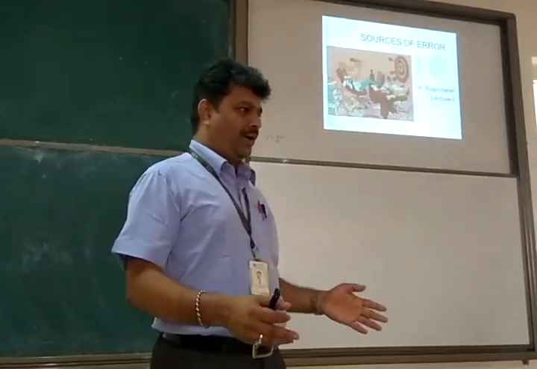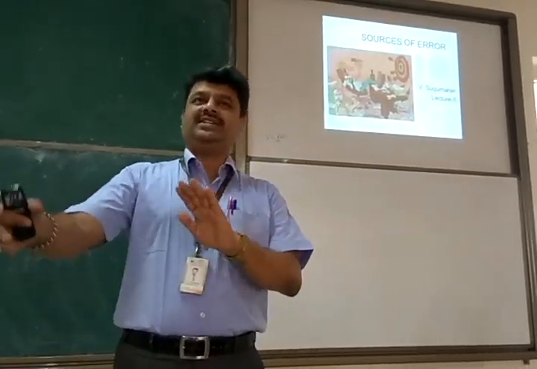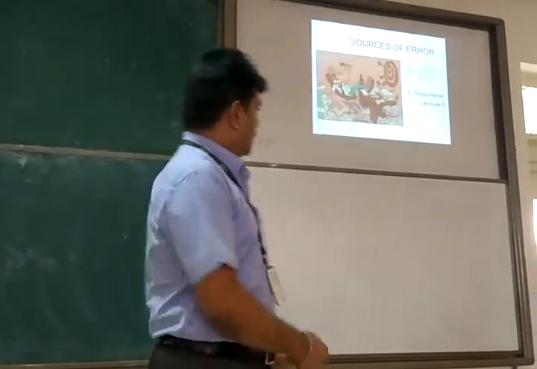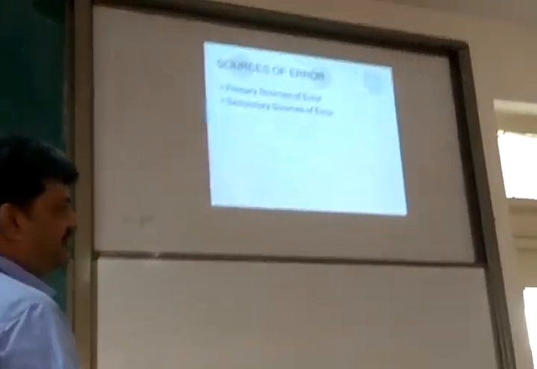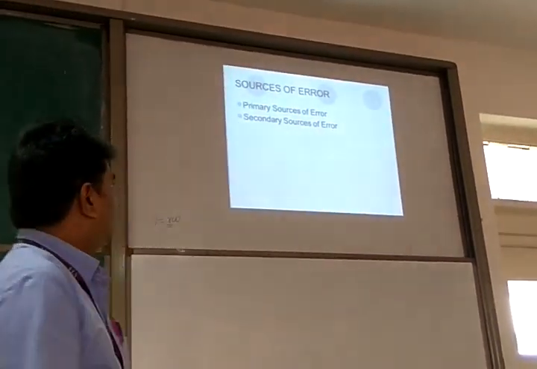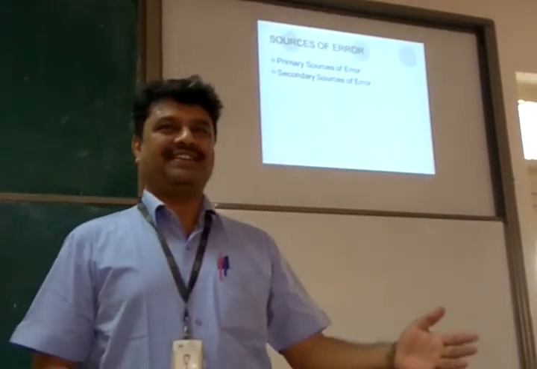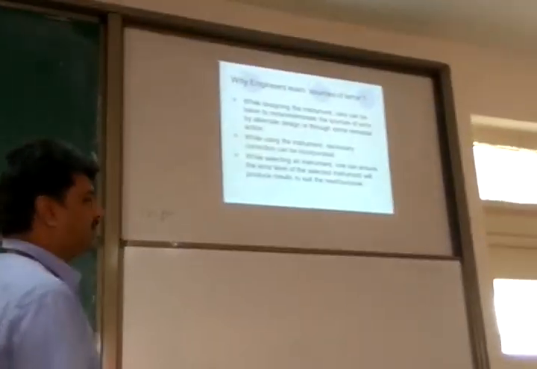If at all some spillover is there, next class in few minutes of lecture. Okay, that's the subject matter we are going to see. Now, sources of error. The first thing, what is sources of error? Primary sources of error, secondary sources of error. That is a theoretical classification. We are not too much worried about.